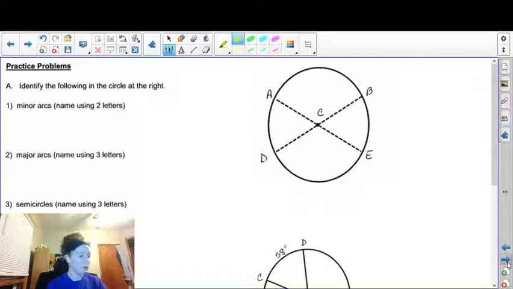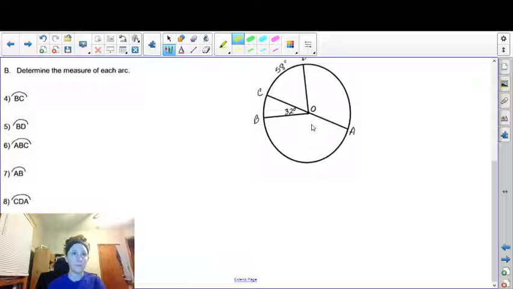There we go. So now we're going to do some practice problems. We're going to identify the following things in the 2 circles. So for 1, 2, and 3, we're going to use this circle. In 4, 5, 6, 7, 8, 9, 10, which my face is covering, we will use the second circle.